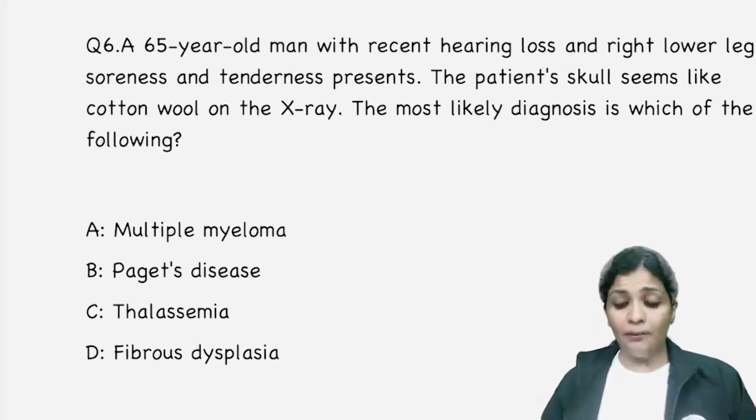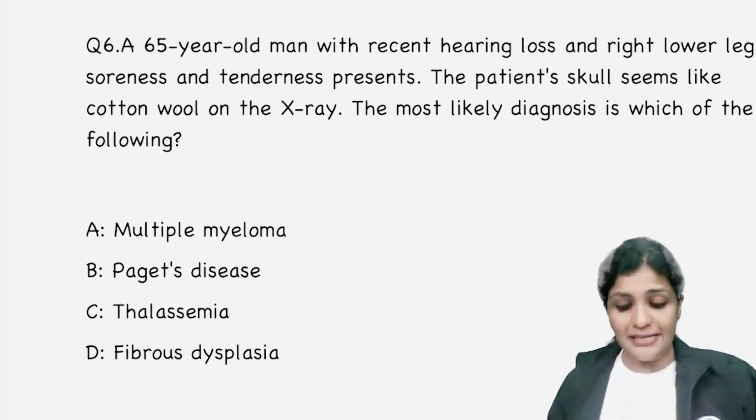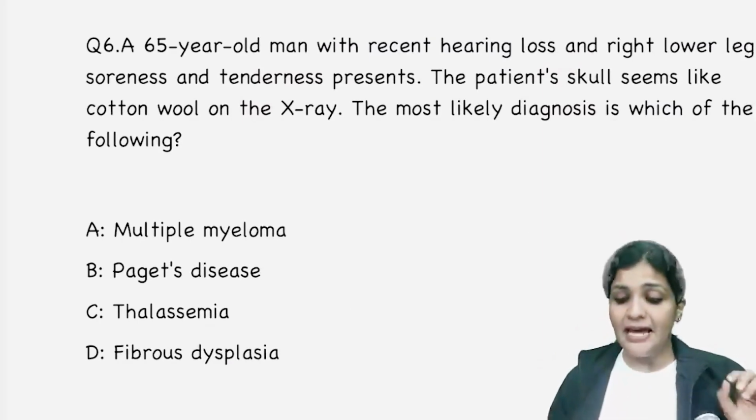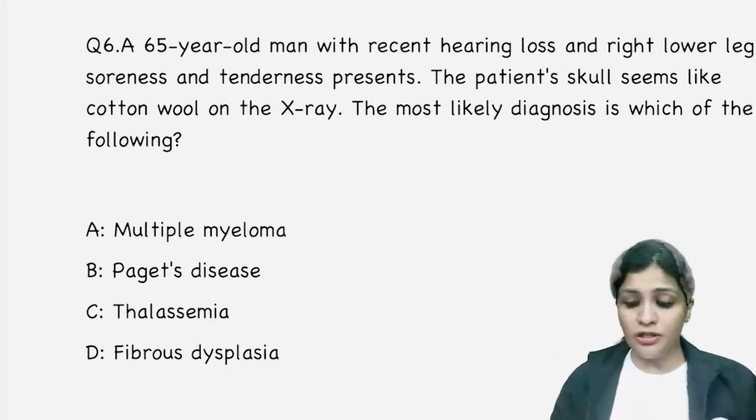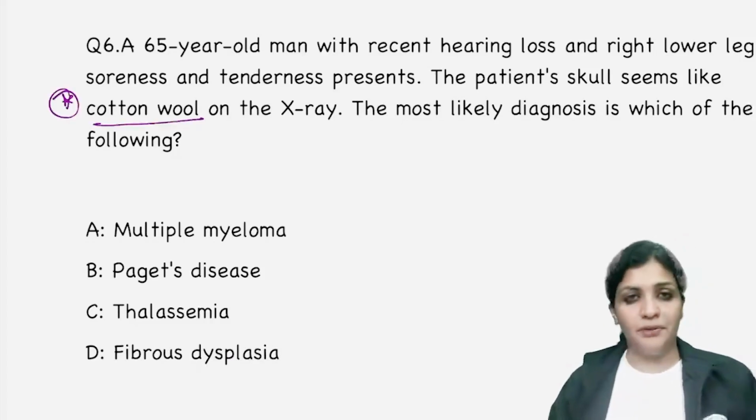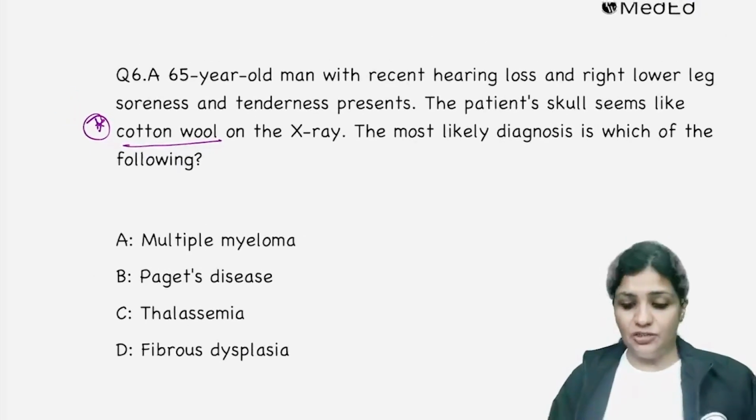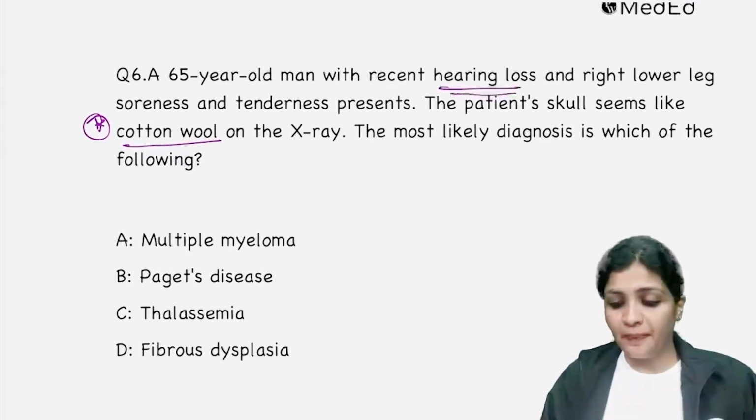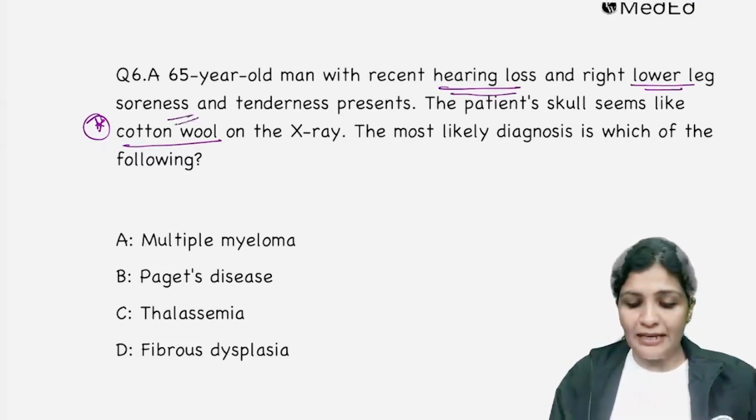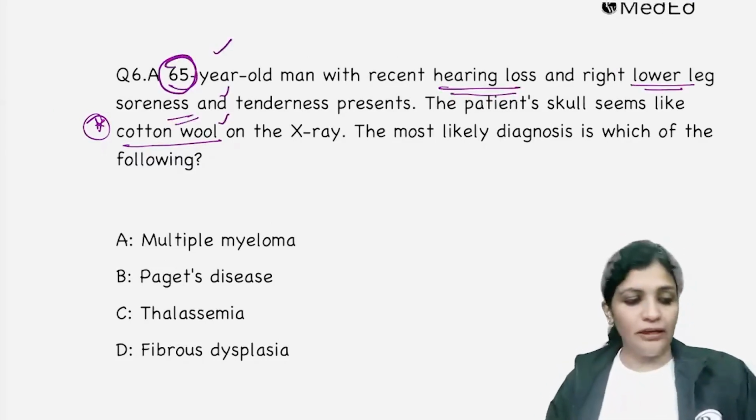A 65-year-old man with recent hearing loss has right lower leg soreness and tenderness. The patient's skull seems like cotton wool on X-ray. So this was asked in a recent FMG, the cotton wool appearance of the skull, the most likely diagnosis. Here we have hearing loss, lower leg soreness and tenderness, and cotton wool in an old man, right? So these are all the clues for you.